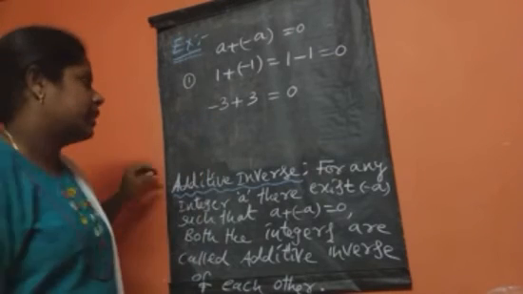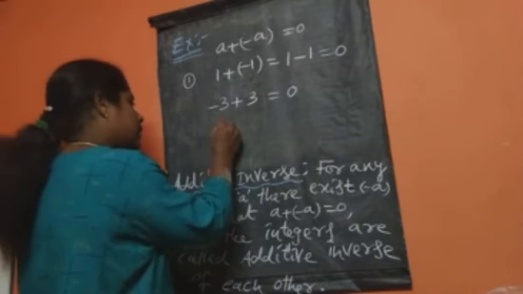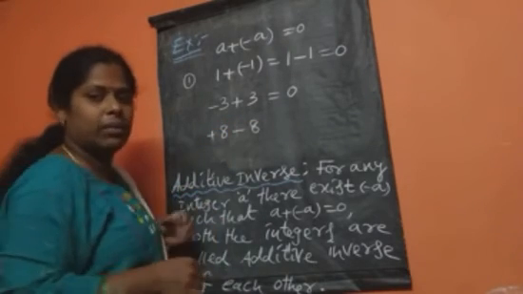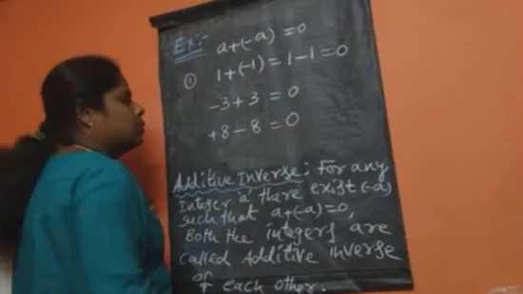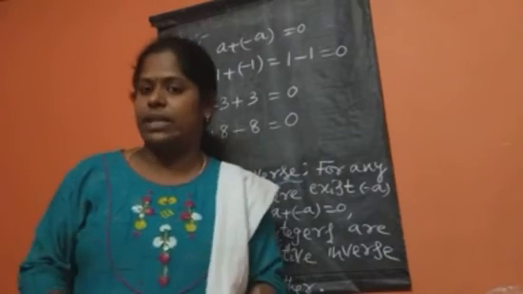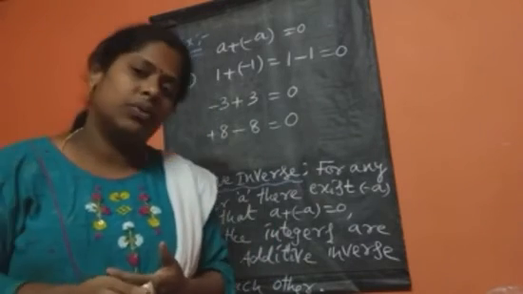So these are some examples. Again, take one example. So plus 8 minus 8, we will get 0. So what is the additive inverse of 8? It means minus 8. What is the additive inverse of 5? It means minus 5. What is the additive inverse of minus 4? It means plus 4.